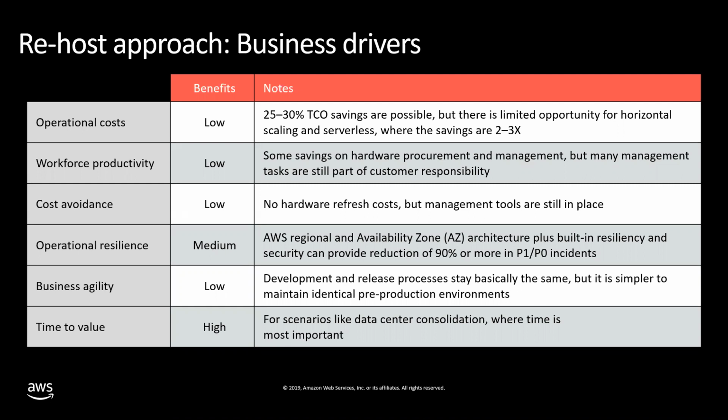So if you think about operational costs, the benefits are pretty low because in most cases you're doing like for like. You can achieve maybe a 25 to 30% total cost of operations savings here. And I'll point out that we use the term total cost of operations very deliberately as opposed to total cost of ownership, just because there are different ingredients in that equation. So while you can achieve some reduction in operational costs, you really don't have some of the additional flexibility of, you know, utilizing a serverless architecture. So we'll talk about that a little bit here too.